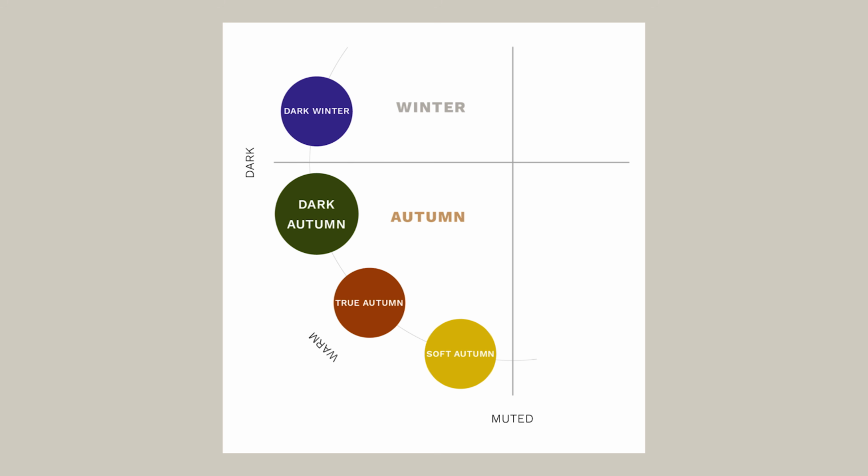Dark autumn sits between true autumn and dark winter on the seasonal flowchart. It falls at the winter end of the autumn palette. Therefore, the colors are more saturated, cooler, and darker than those of true autumn.